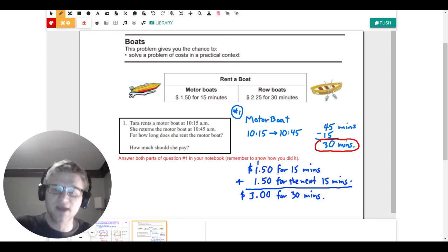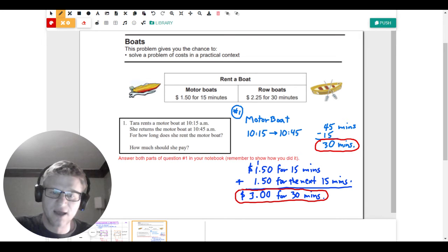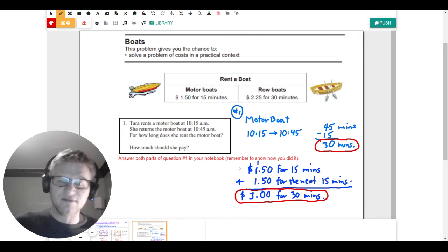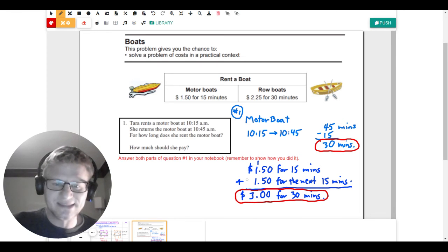And I'd grab my red pen and circle this answer, or at least give it a bracket around here and be like, that's my answer right here. $3 for 30 minutes. And that's the answer to number one. You're done. You probably don't need to do that much work, but that's an easy problem.